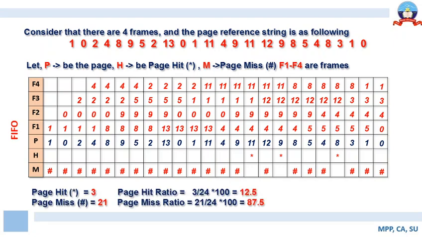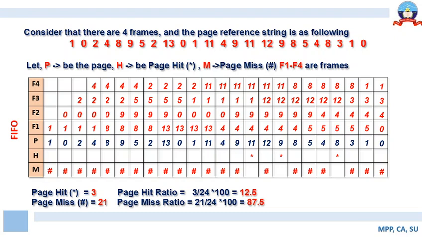Now here we have very simple statistics being evaluated. We have the number of page hits. There are 3 page hits and 21 page misses.